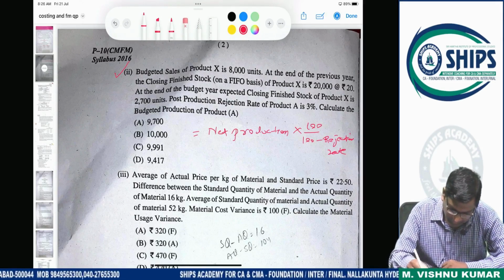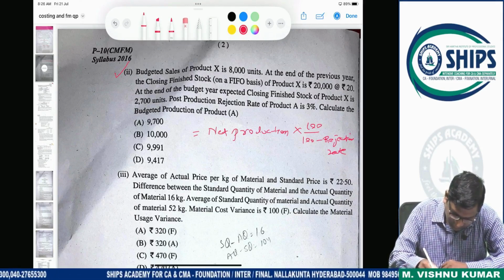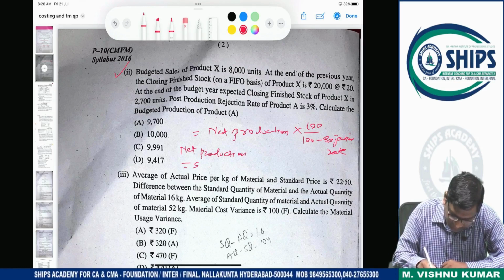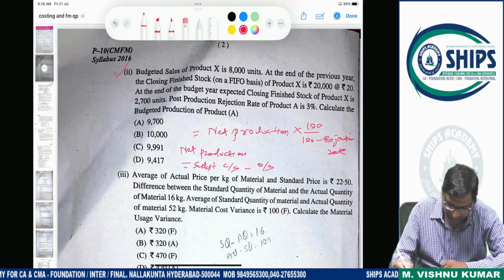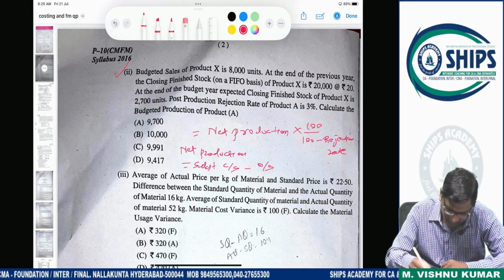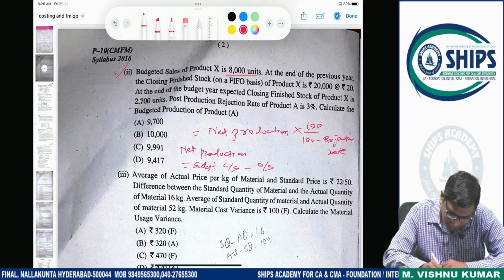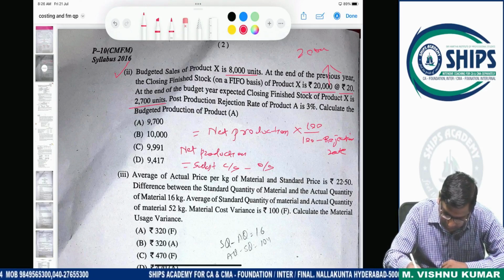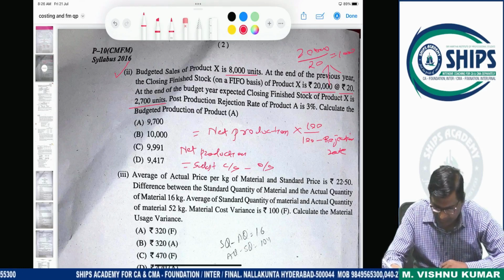So first we have to calculate your budgeted sales, already given. So net production we have to find out. Net production is sales plus closing stock minus opening stock. So sales already given 8,000 here, and closing stock of finished goods 2,700. Now opening stock quantity is not given, 20,000 rupees given, and the per unit cost given. So this is 20,000 divided by 20 rupees. So this is 1,000 units.